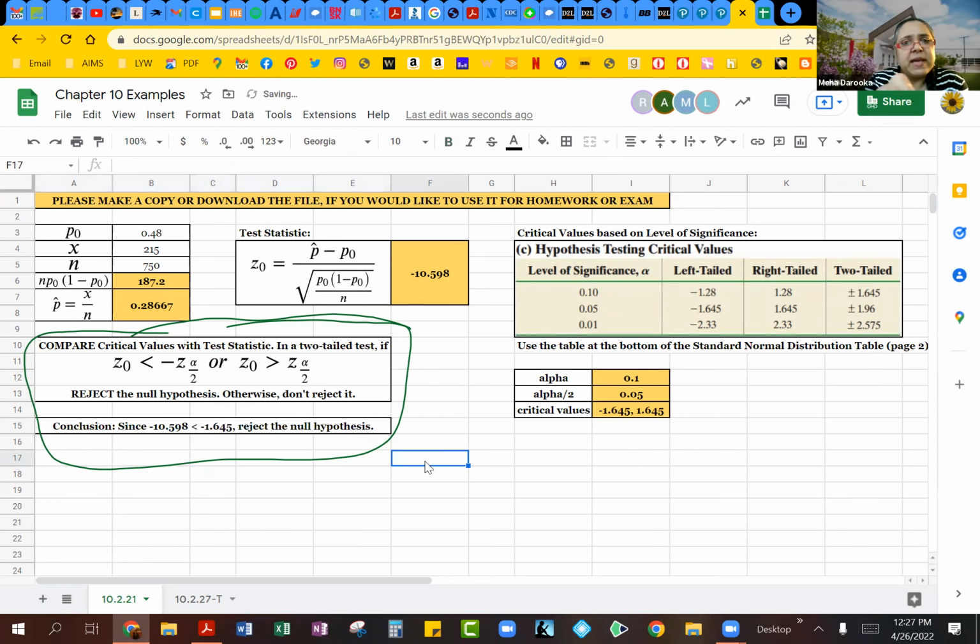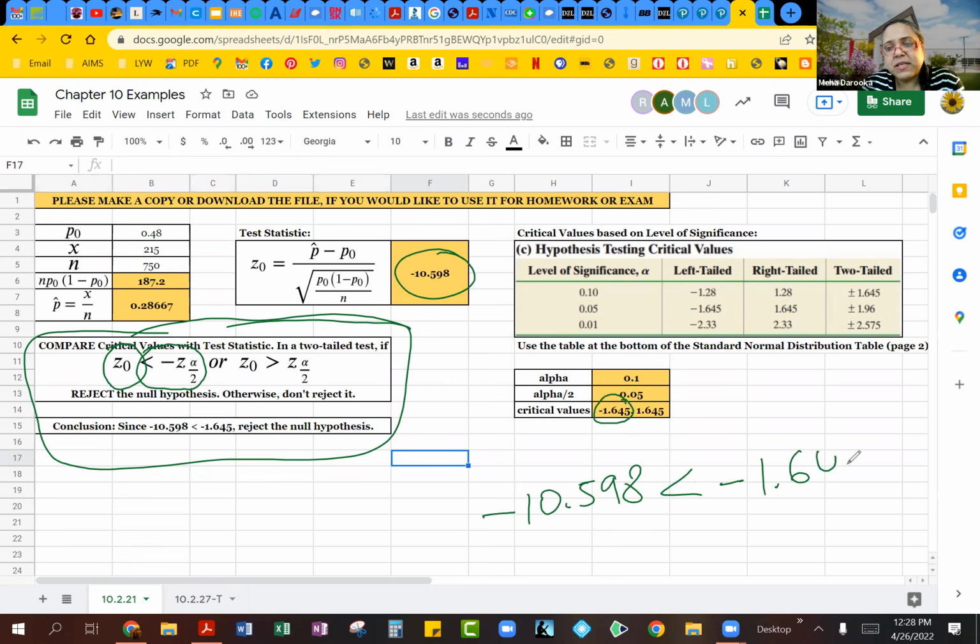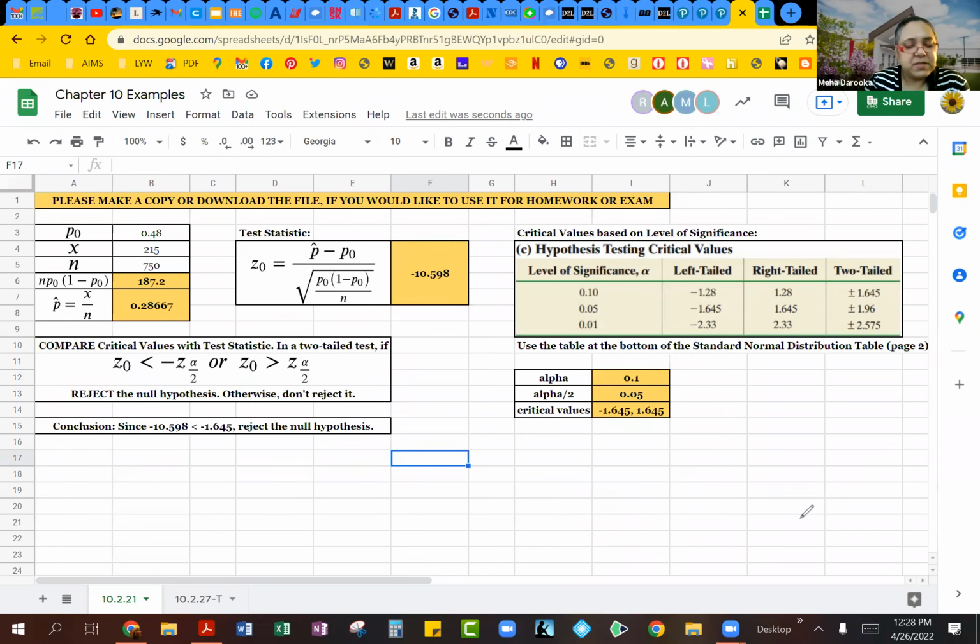So what you are looking at here is basically, is your z sub 0, which is this number, less than the negative value of the alpha? So, is negative 10.598 less than negative 1.645, or is your z-score greater than the positive 1.645? So is negative 10.598 greater than the positive number 1.645? Because I didn't mean to do that.